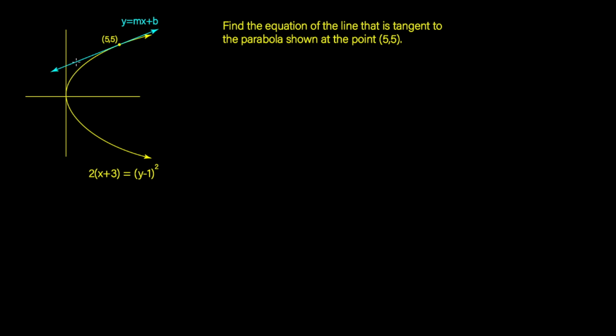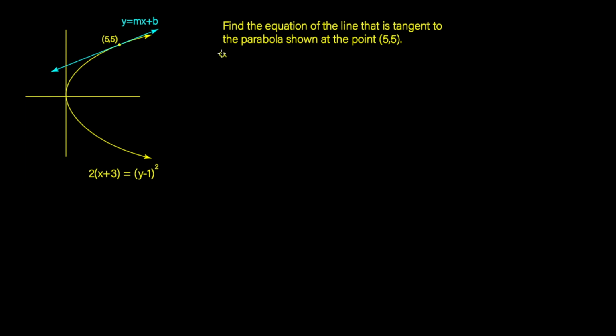Again, we will be finding the equation of a line tangent to a parabola. The line here in green, y equals mx plus b. The parabola is here, and the point is (5, 5). This one's going to be a little bit more tricky than the last one. You'll see why as we go. It's not terrible, especially if you know how to do your solving on a calculator.